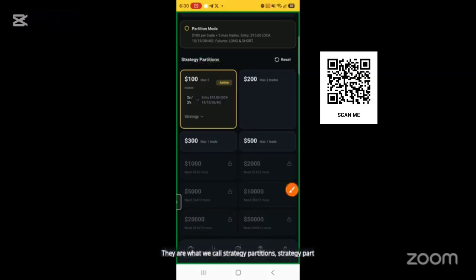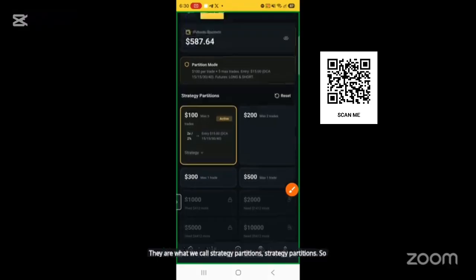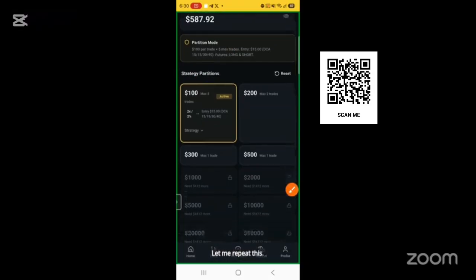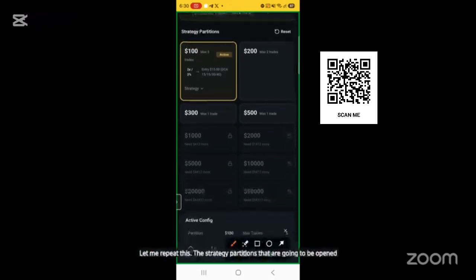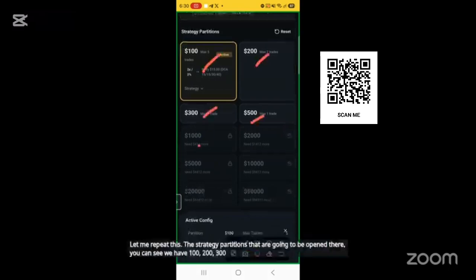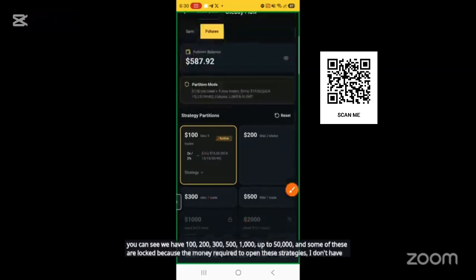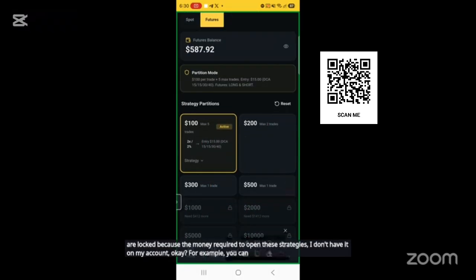The strategy partitions that are going to be opened are only those that are lower than or equal to this amount here. Let me repeat this. The strategy partitions that are going to be opened here, you can see we have 100, 200, 300, 500, 1,000, up to 50,000. Some of these are locked because I don't have the money required to open them in my account. For example, my balance is 500, so I do not have up to 1,000 to open this strategy.